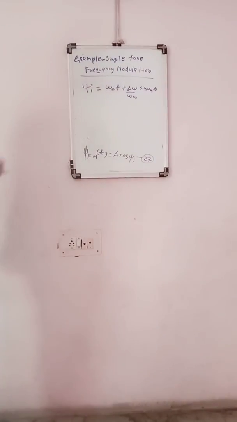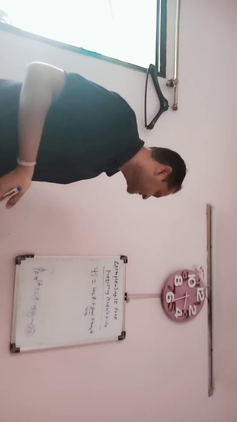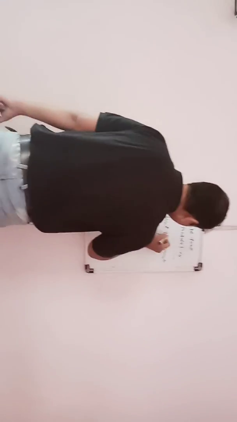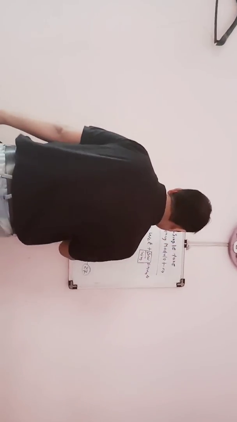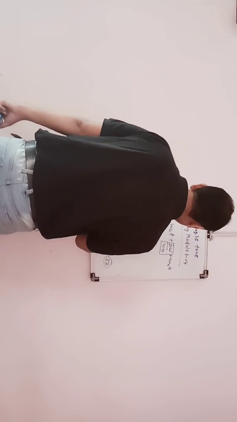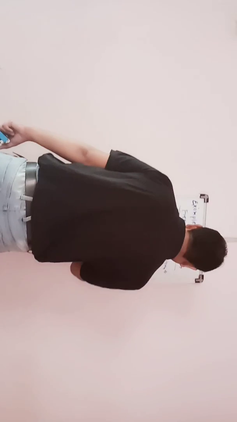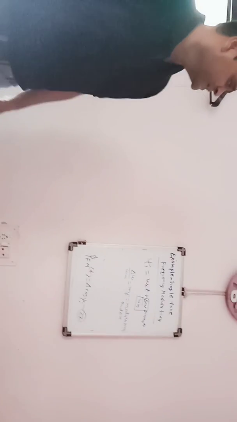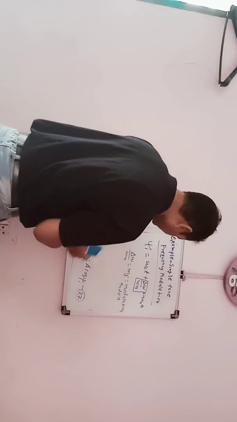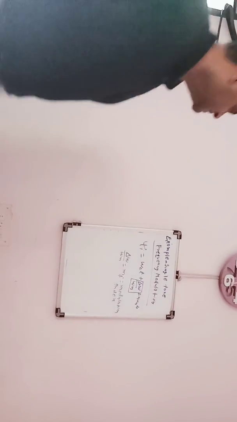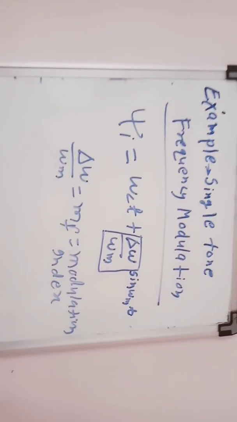I forgot to tell you one thing. This part is known as the modulation index m f, the modulation index in the case of FM. In place of this whole quantity, I will write that expression again, because I skipped that term. So omega c t plus delta omega upon omega m sin omega m t. So delta omega upon omega m equals m f, which is the modulation index.